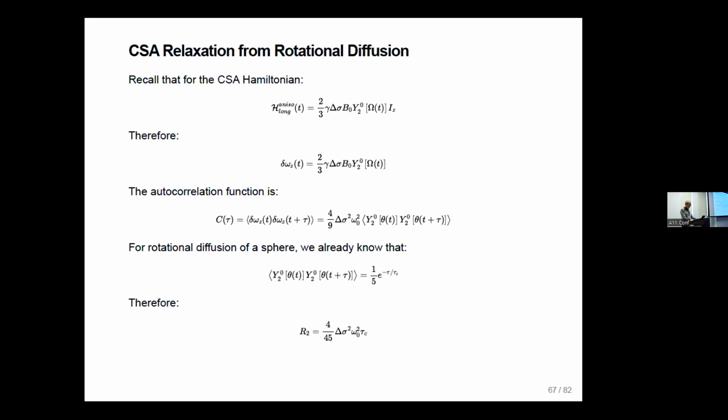So here was the Z component of the CSA Hamiltonian. Here's the frequency. We already said for tumbling, we know the autocorrelation function. Just plug in, and there's the adiabatic part of CSA transverse relaxation. And if you look this up in a book, you will find it.